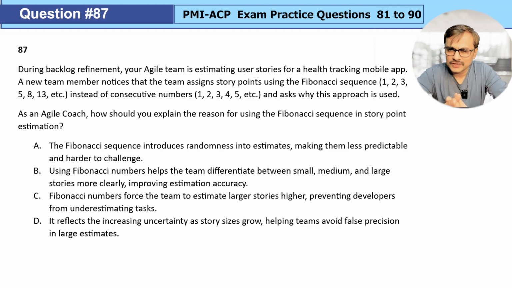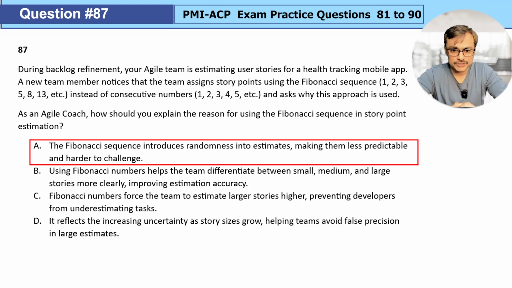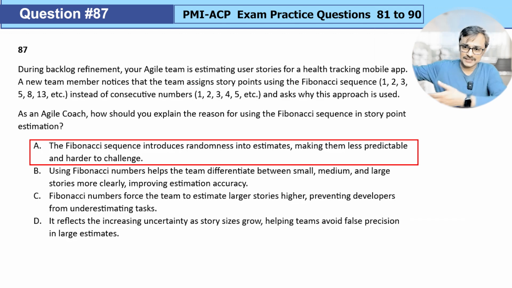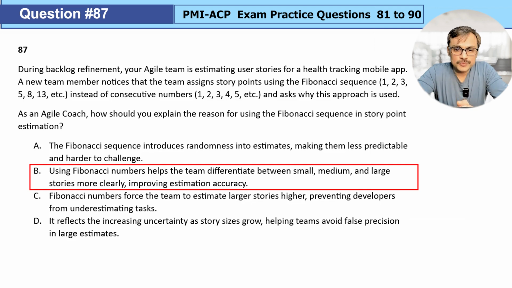So that's a straightforward concept-based question. You should be able to find it out straightforwardly by looking at the theory. Option A, the Fibonacci sequence introduces randomness into estimates, making them less predictable and harder to challenge. That's not the objective. It just produces a gap as your size increases, but you don't want to make it difficult to challenge. That's not the objective. Option B, using Fibonacci numbers helps the team differentiate between small, medium, and large stories more clearly, improving estimation accuracy.